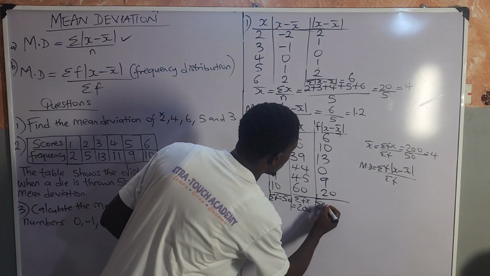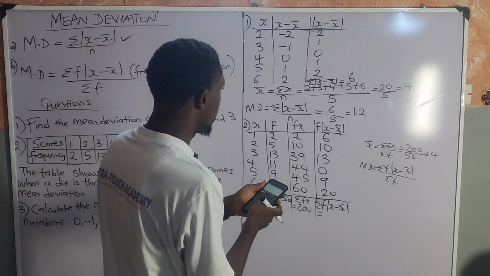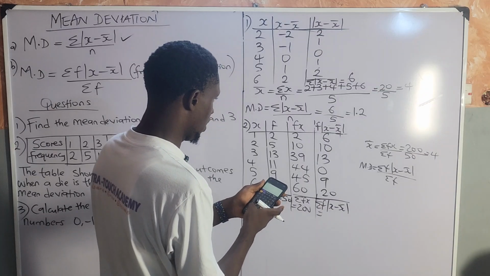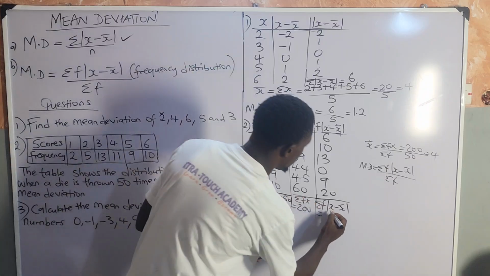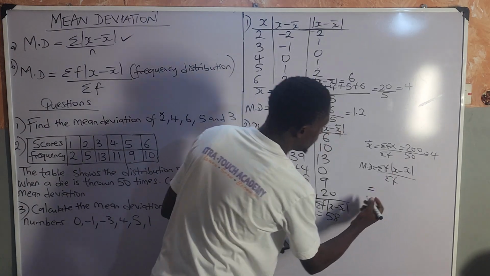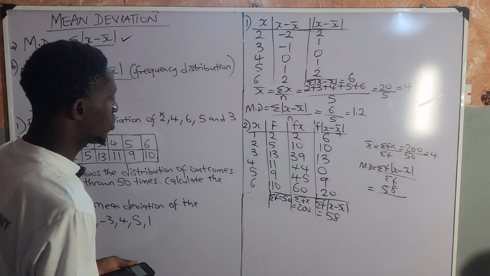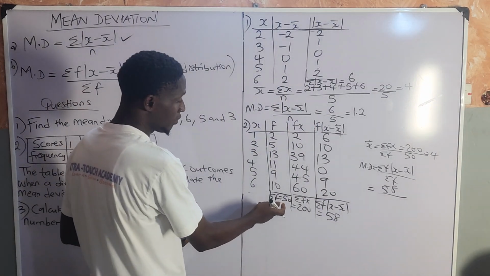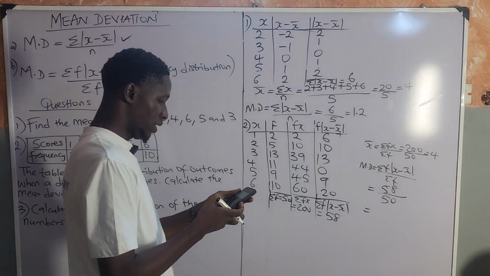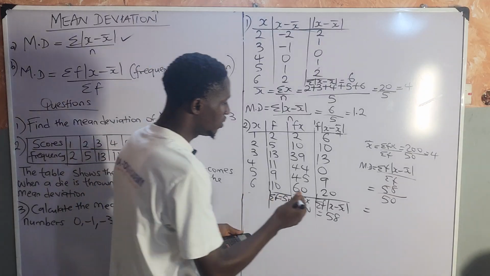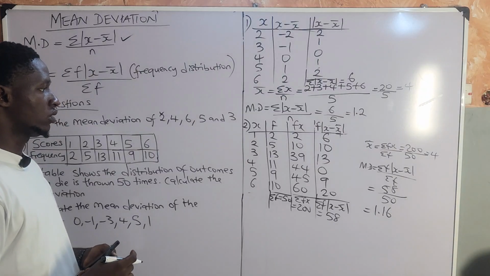So let's get summation of f times the absolute value of x minus x bar. Let's get the total. So we have 6 plus 10 plus 13 plus 9 plus 20, which should give us 58. So going by this formula, the summation of this is 58 over summation of f, the summation of the frequency, which is 50. So let's divide. 58 divided by 50 should give us 1.16. So the mean deviation is 1.16.